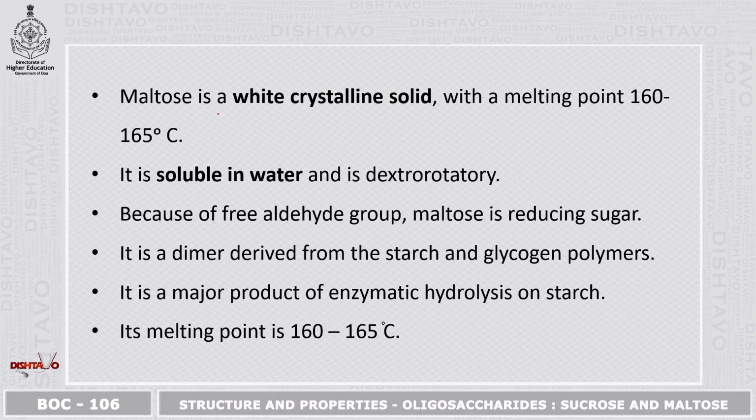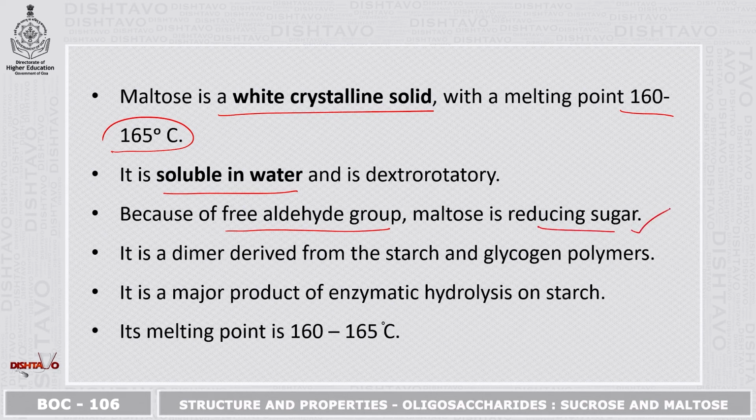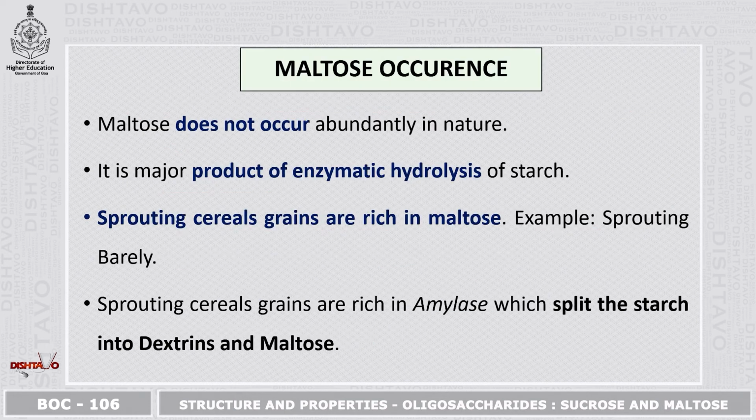So, maltose is again a white crystalline solid with a melting point of 160 to 165 degrees centigrade. It is soluble in water and it is dextrorotatory. Because of the presence of a free aldehyde group, maltose acts as a reducing sugar, as we have previously seen, and it is a dimer derived from the starch and glycogen polymers. It is a major product of enzymatic hydrolysis of starch. Its melting point is 160 to 165 degrees centigrade.